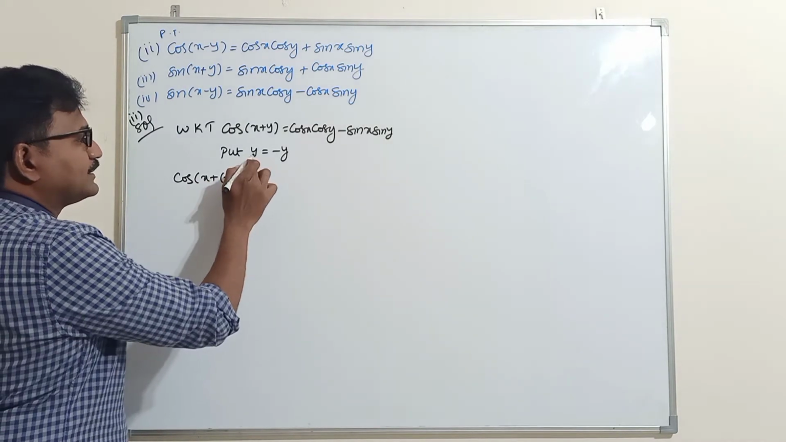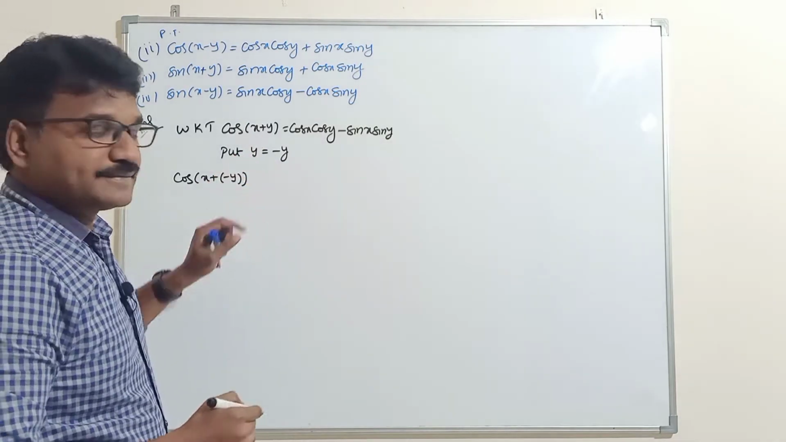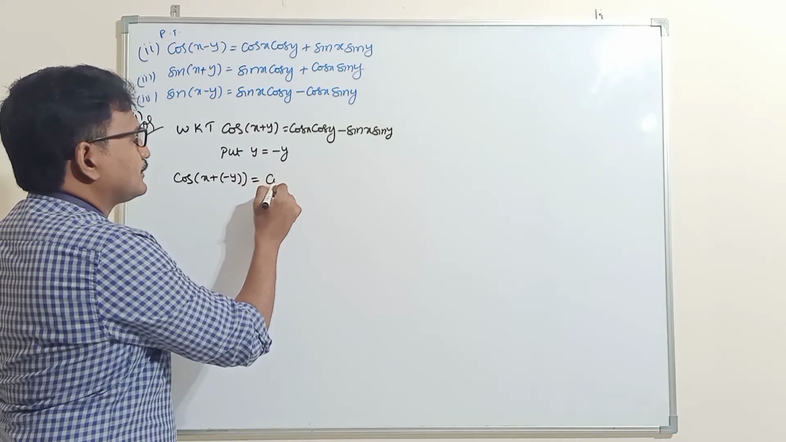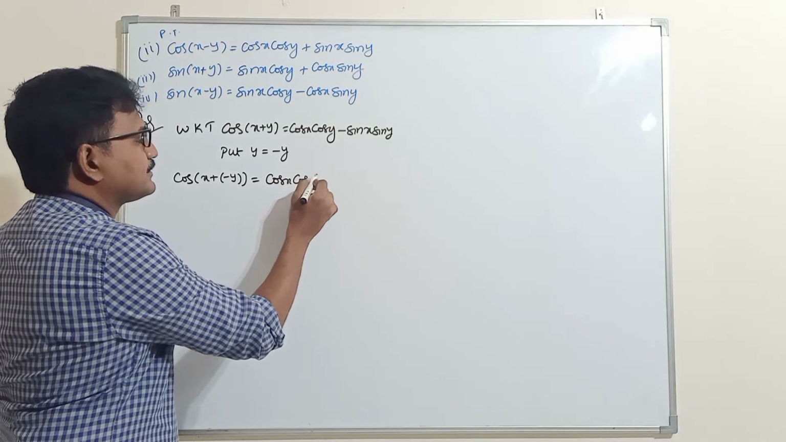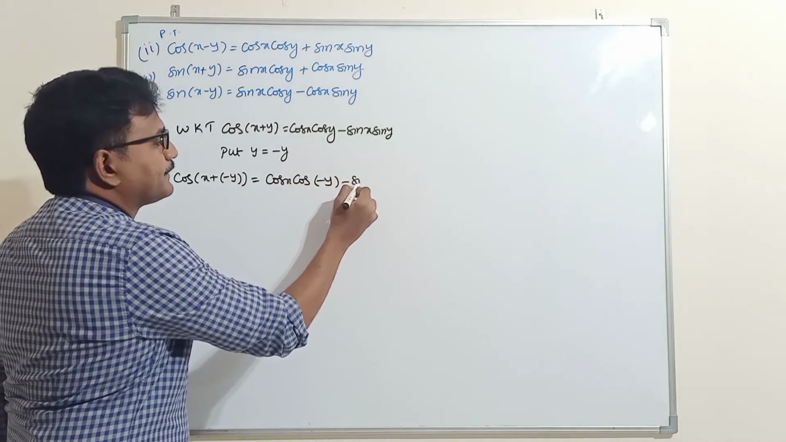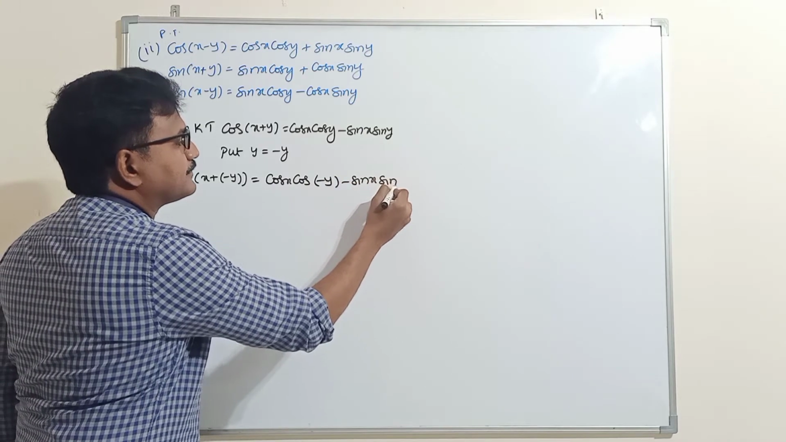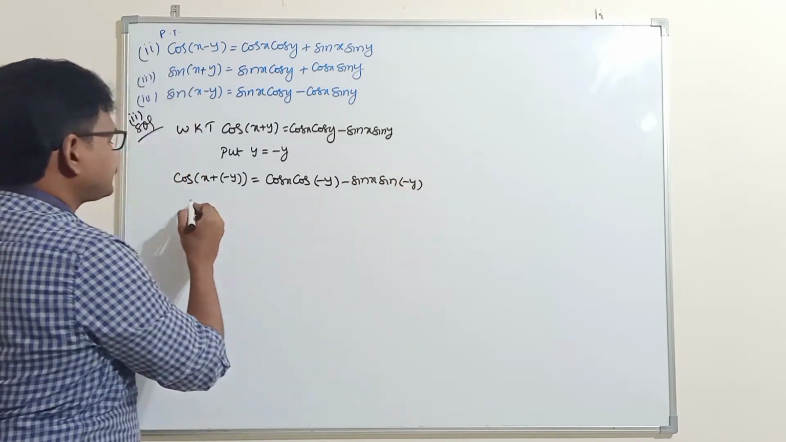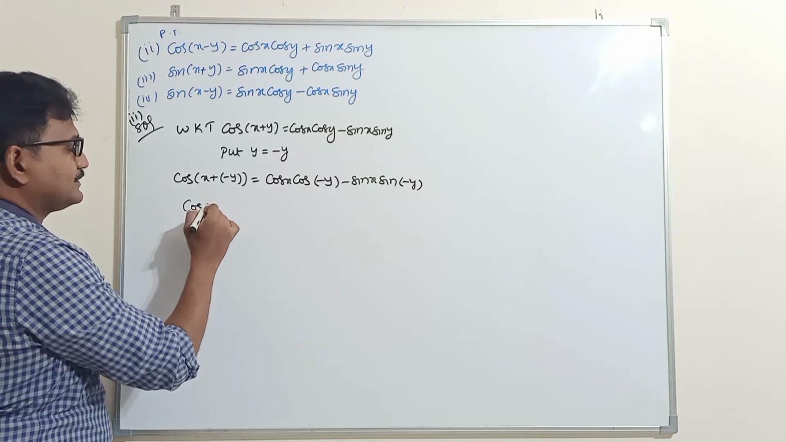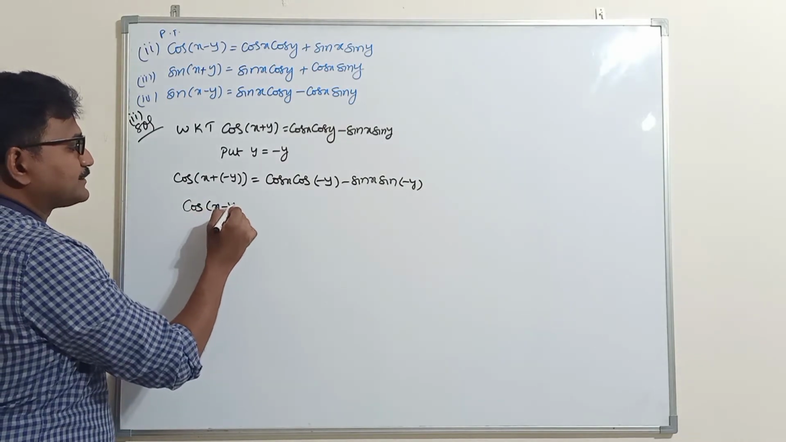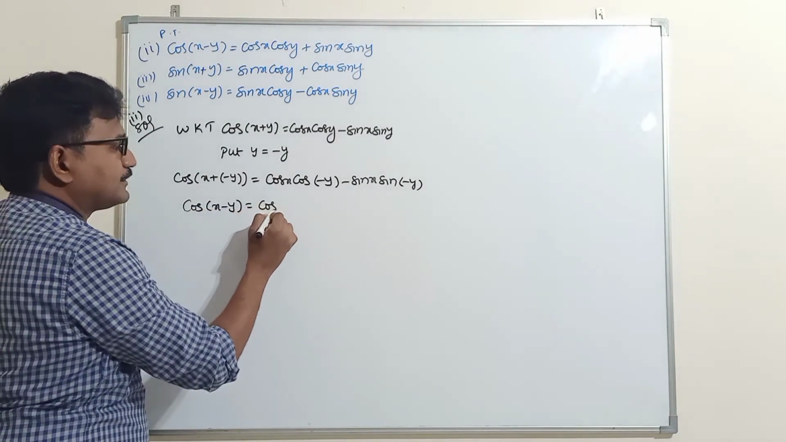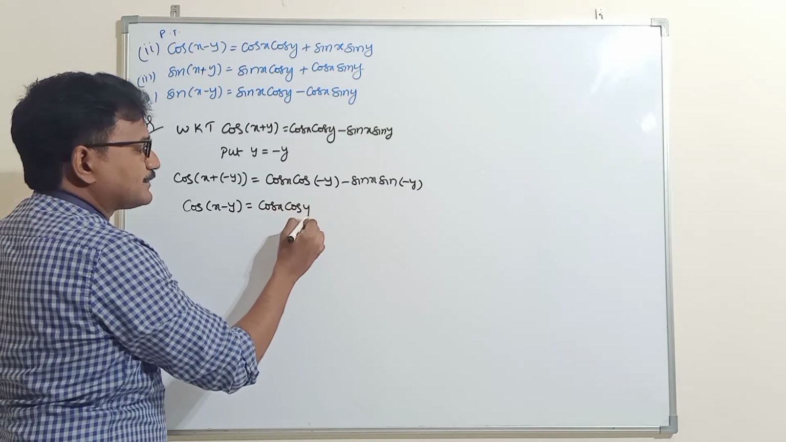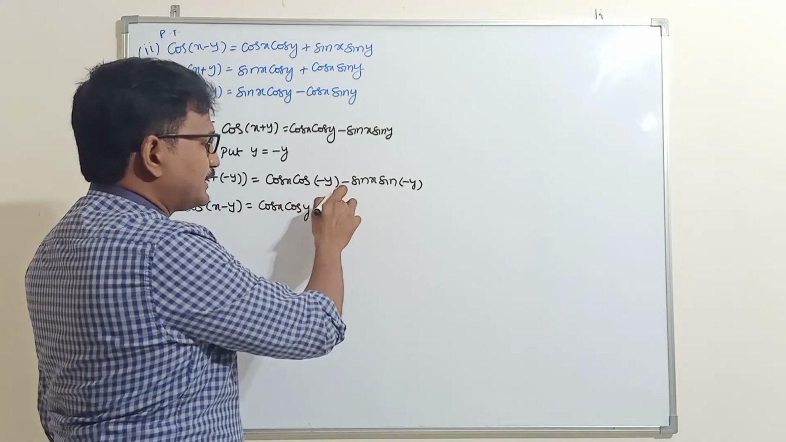In the place of y, I am writing minus y. So cos of x plus minus y is equal to cos x cos y minus sin x into sin of minus y. So cos of x minus y is equal to cos x, cos of minus y is cos y.